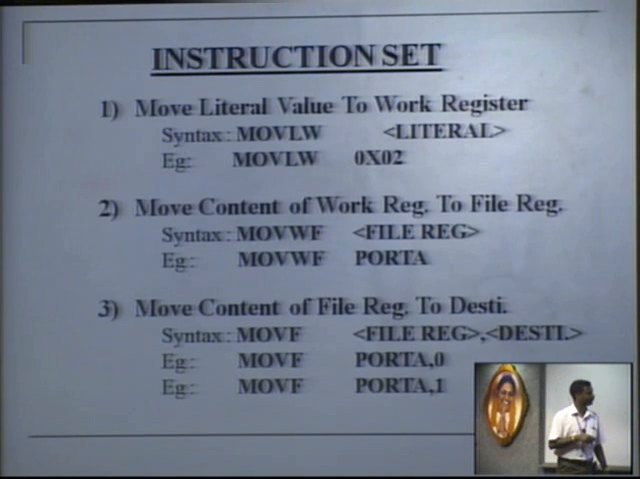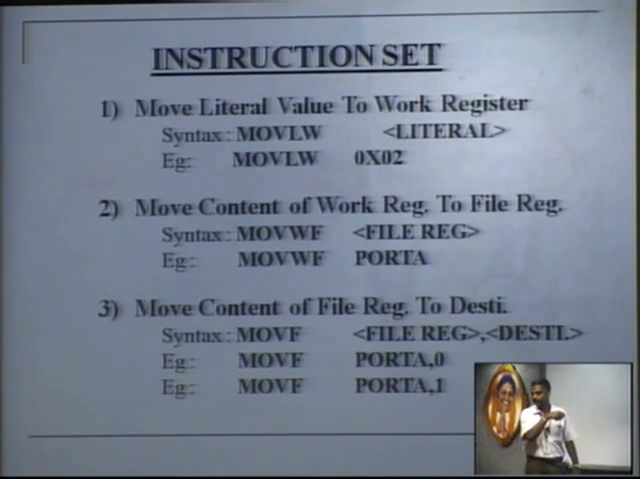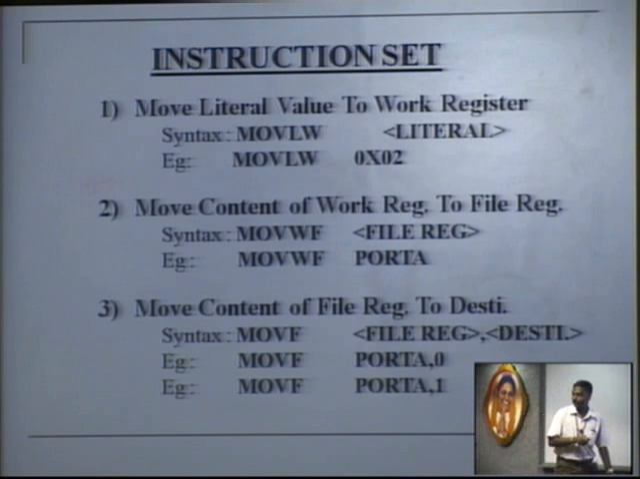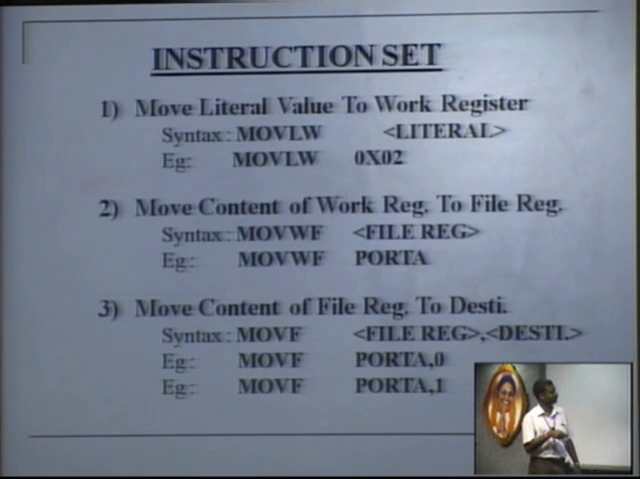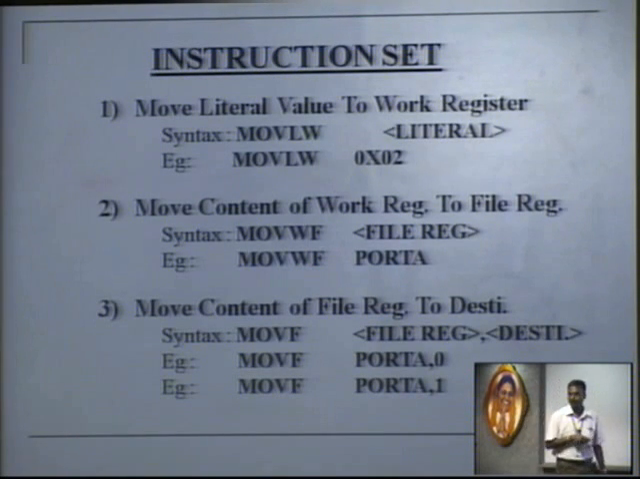And after executing this, MOVWF file register. So I am taking file register as port. You had seen that file register in SFR. So let it be one register. So here after executing this, this 0x02 present in W register will be moved to file register port A. So now port A is also having the content, that is 0x02. I am moving the content of work register to port A.